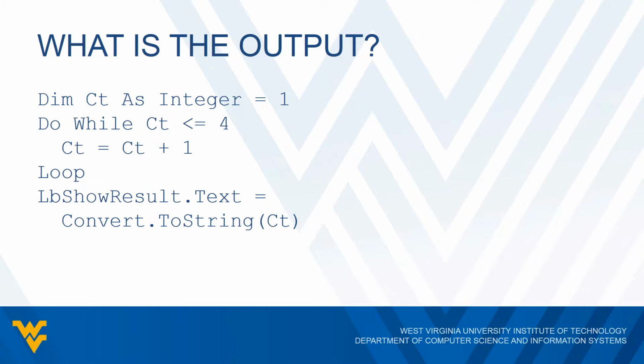Here we have a similar example. The only differences are that CT is initially 1 instead of 0, and our condition is checking if CT is less than or equal to 4. So I'm going to ask you, what is going to be the output of this code?